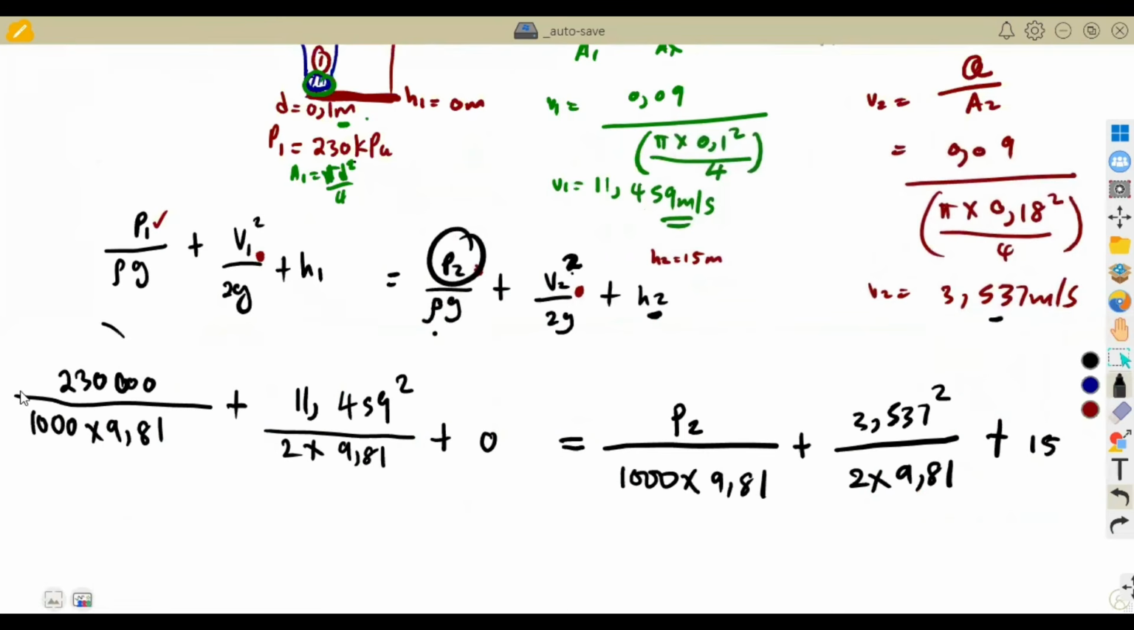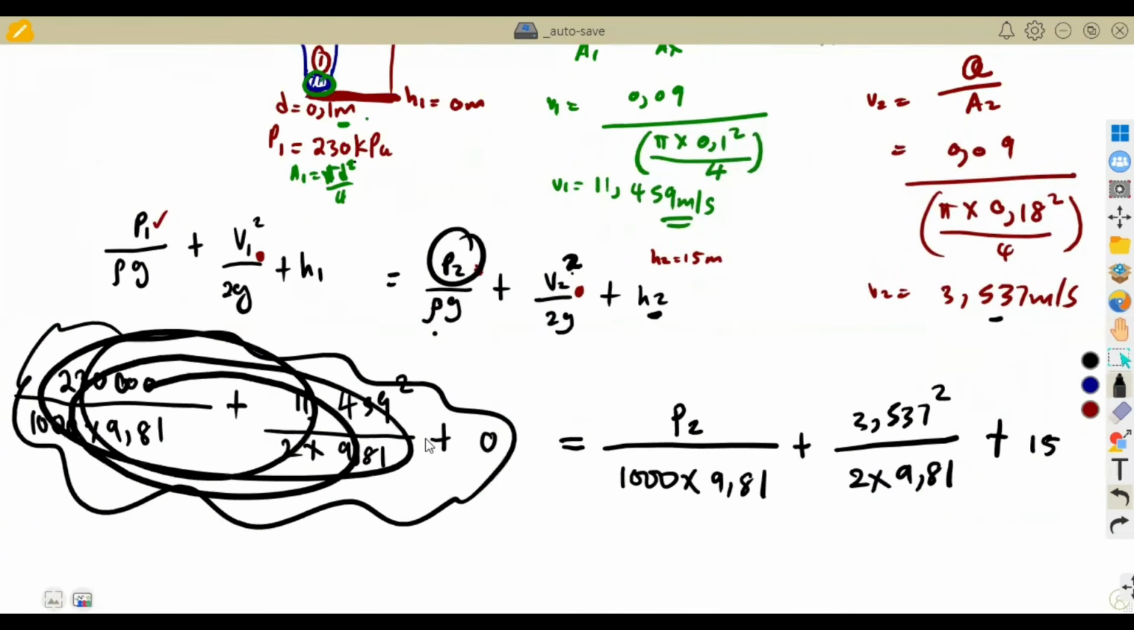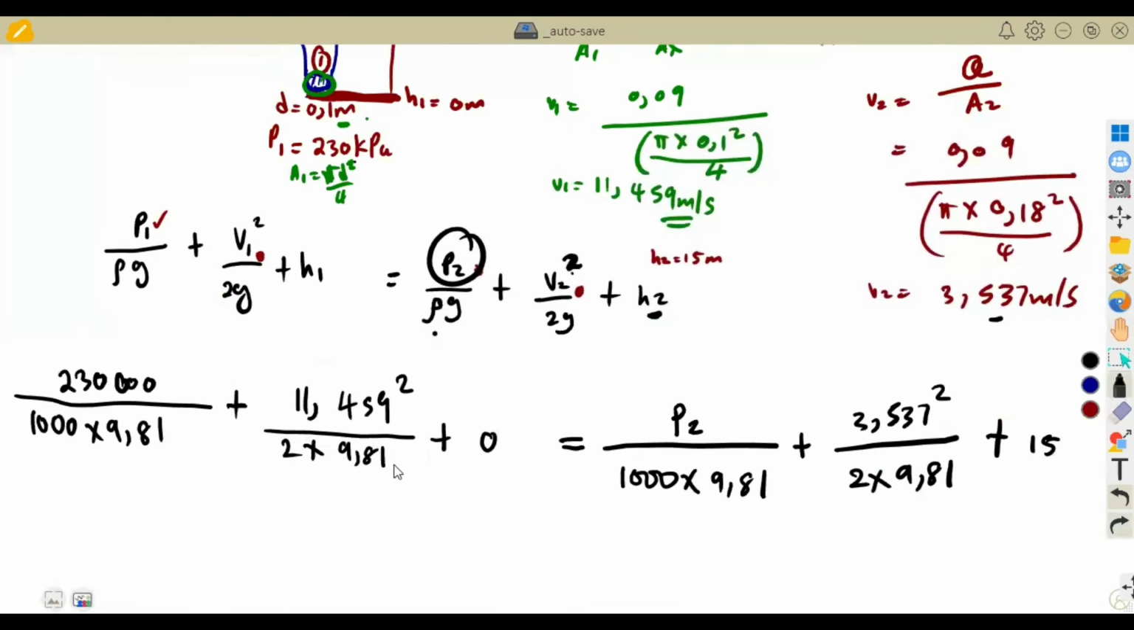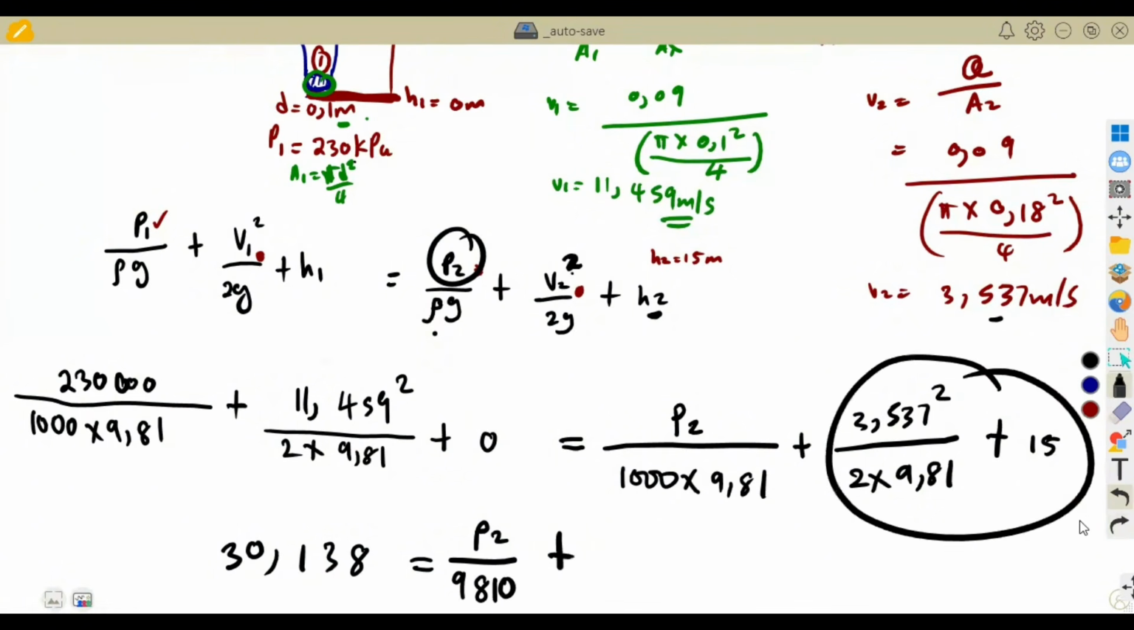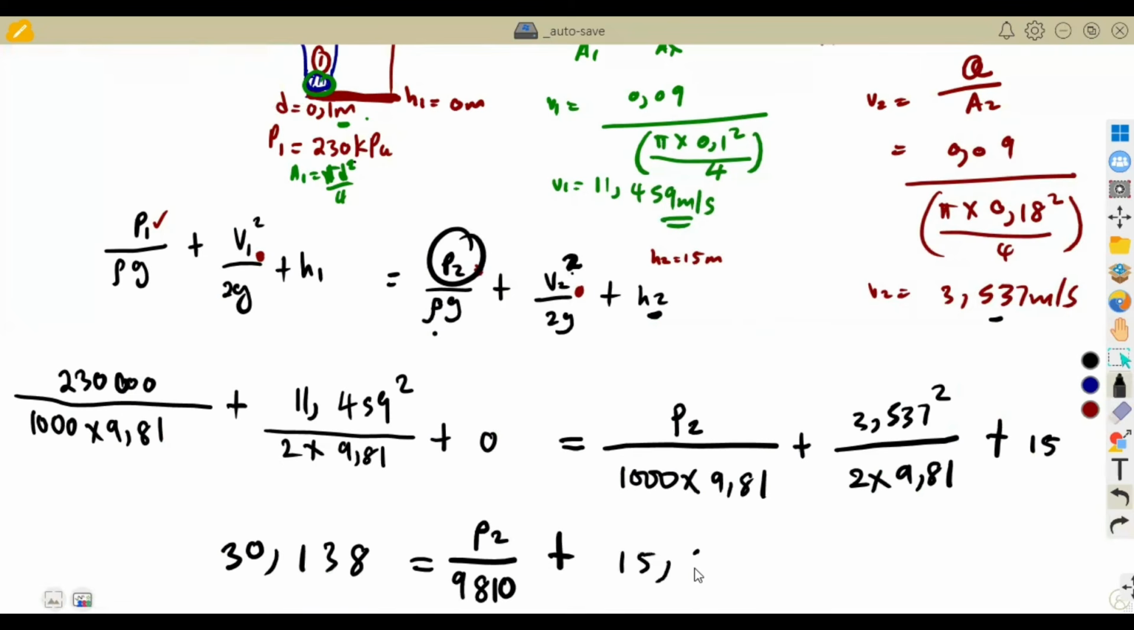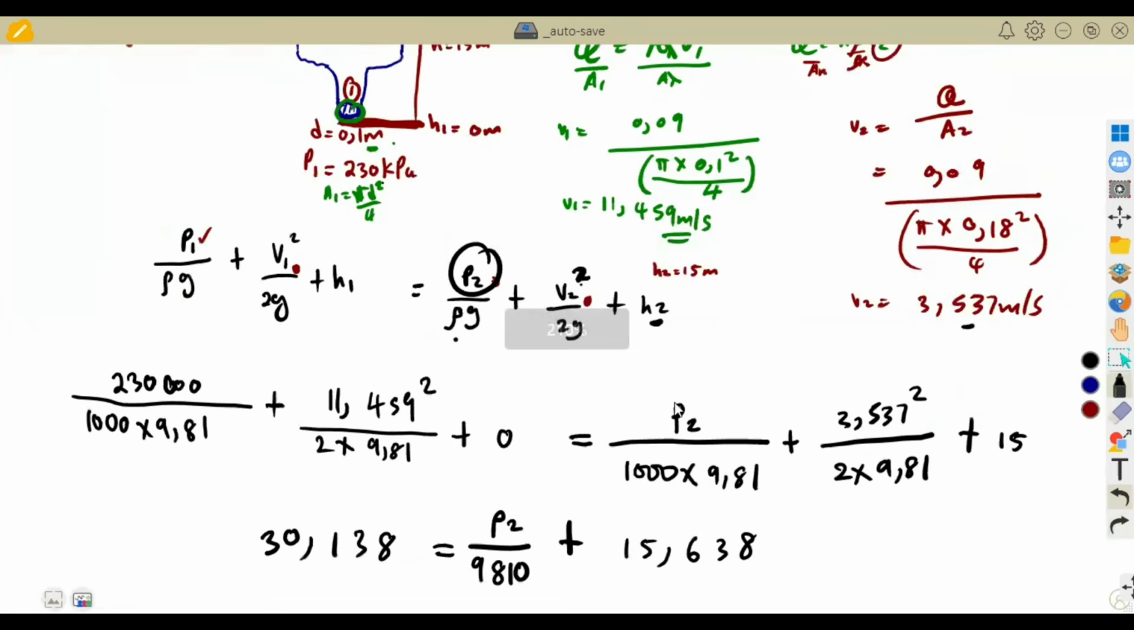All right, so I want you to simplify everything here on the left-hand side, everything. So that was going to give us 30.138, which is equal to, so there's a P2 and this one. So let us just simplify stage by stage. P2 over, just multiply these two. 1,000 times 9.81, it will be 9,810. Plus, you simplify these together, that will be 15. If you simplify this properly, you're going to get 15.638. All right, so this is what I did, guys.